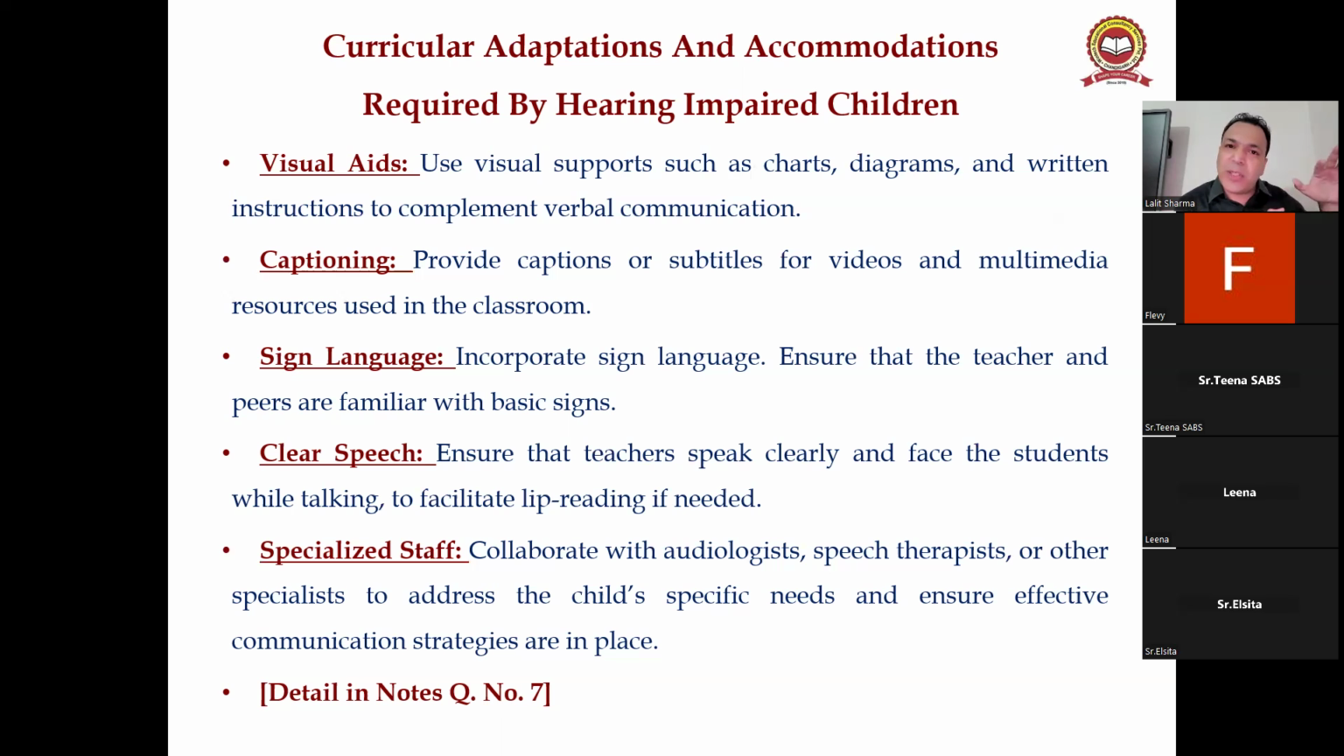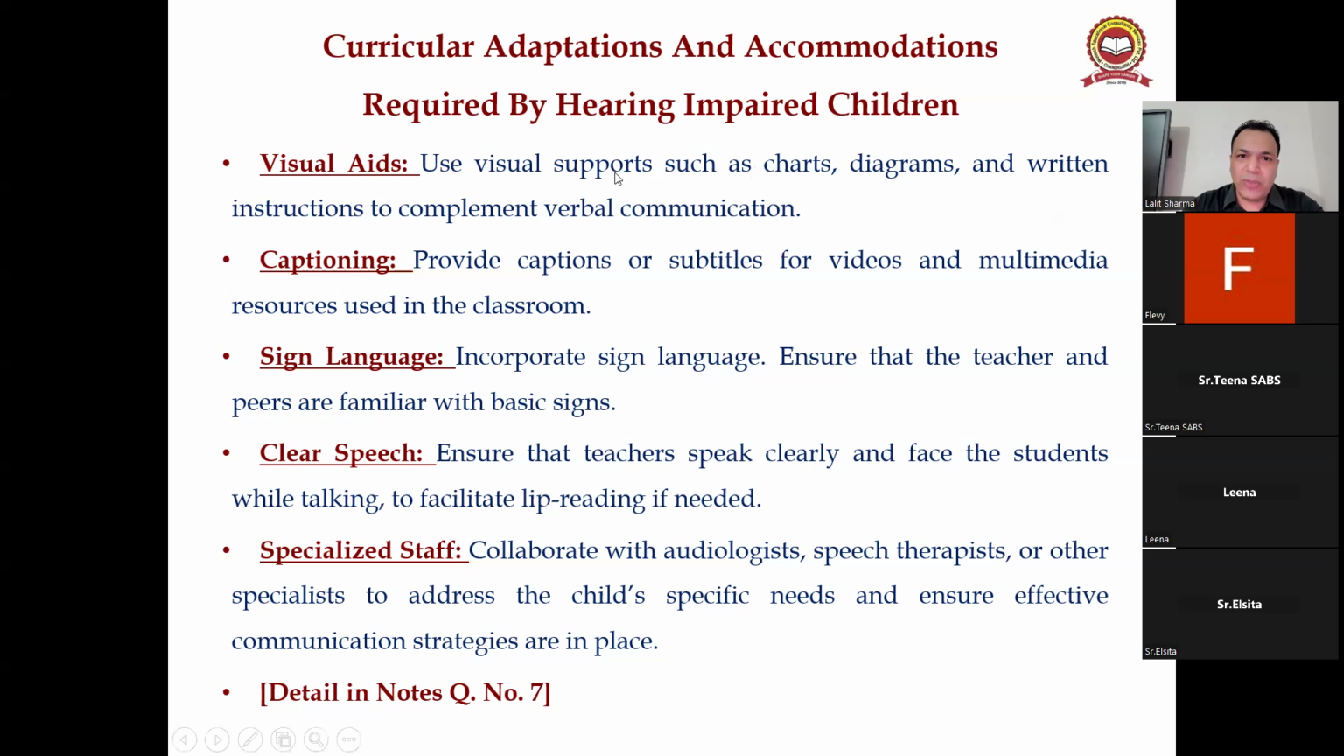You are teaching the student with a visual aid. Whatever topic you are teaching in the class, you are teaching with the help of visuals. Make the PPT and other things, make the video also, right? What is this? This is adaptation. What is adaptation? You have added the video or visual chart with your lecture. This is adaptation. Got it? Captioning, sign language, clear speech, specialized staff. So all of these are the adaptations and accommodations, right?